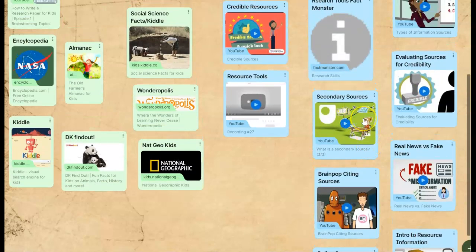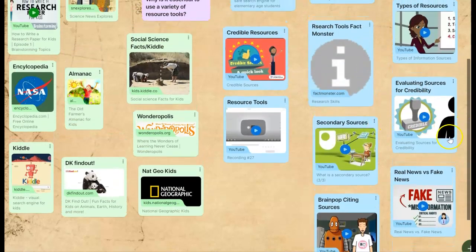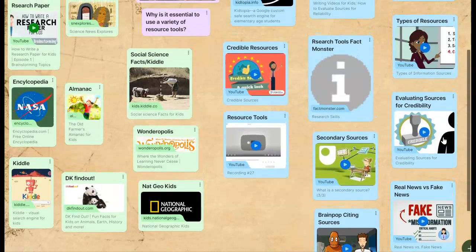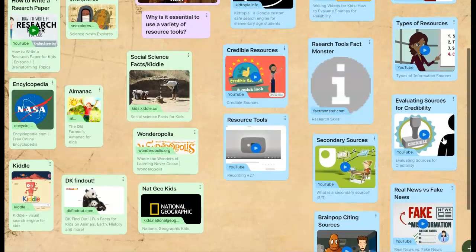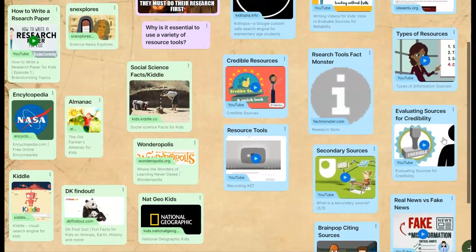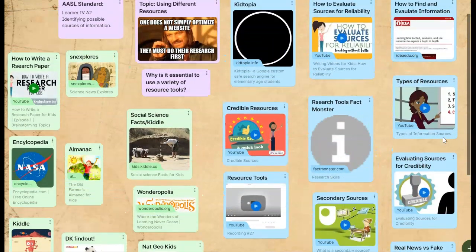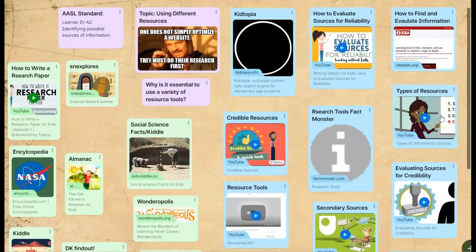This talks about secondary sources. So you have primary and secondary, and it's very important to know the difference between the two. This is evaluating your sources for credibility. That's very important because some of your sources that you might find, they're not that great. And are they credible? Are they one-sided? This talks about the different types of sources again that you can use. And this is also another one on how to evaluate your sources for reliability.